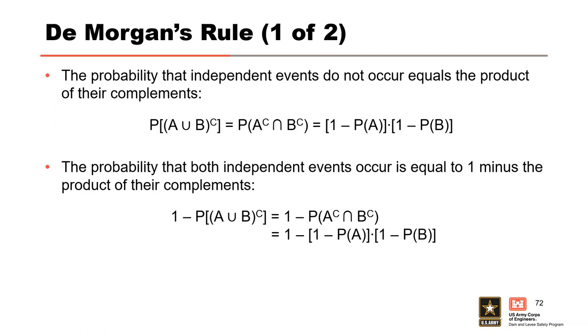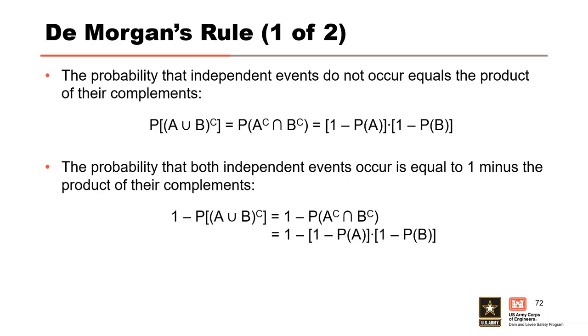To calculate the union or intersection between multiple events, we can use De Morgan's rule. We know that the probability of independent events not occurring is equal to the product of their complements. The probability of event A and event B not occurring is equal to the product of 1 minus the probability of A and 1 minus the probability of B.